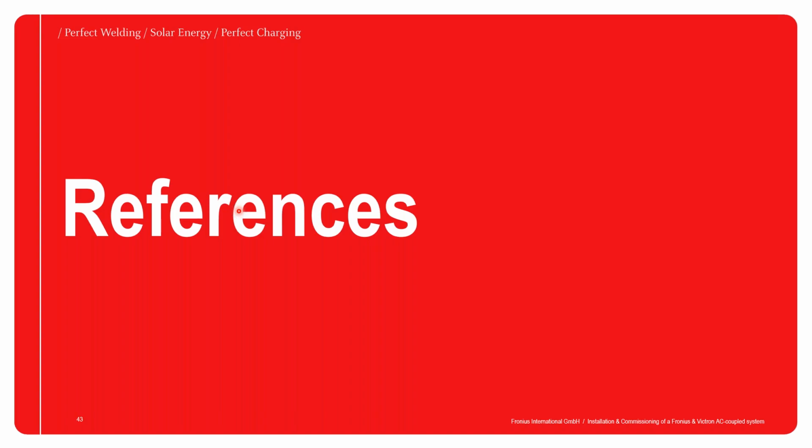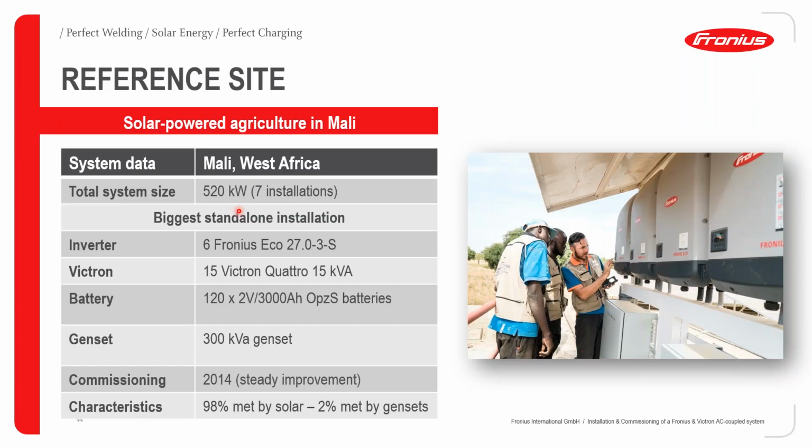I'd like to show you some cool references we have with Victron. The first one is a system in Mali. This, I believe, is probably one of the biggest Fronius Victron installations done to date. It was 7 different installations on the same location, combined into one complete installation. So that's what the 7 installations means over there. In total, the system was 520 kilowatts. According to my knowledge, as I said earlier, it could be the biggest standalone installation to date.